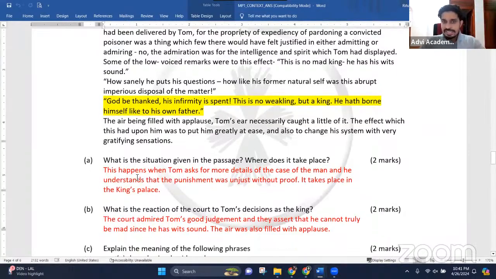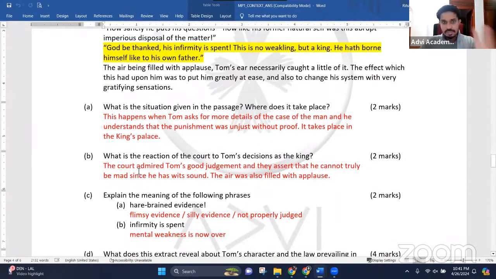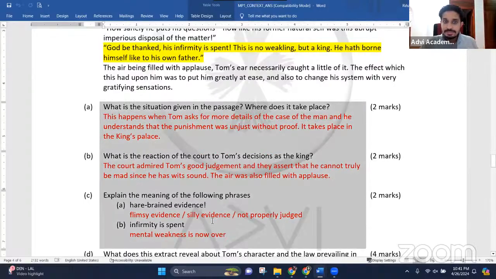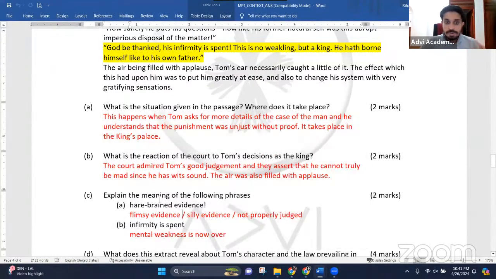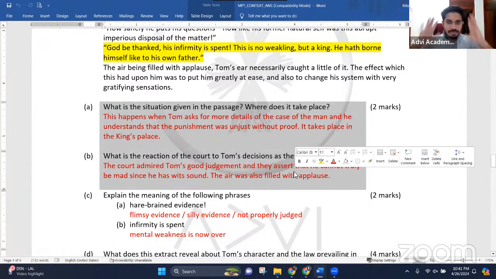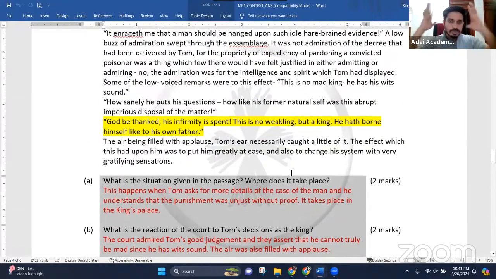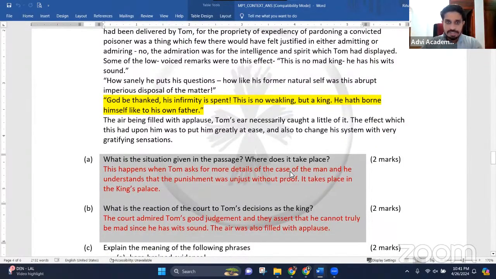So more or less, it's like this, guys. In the context questions, just like in poetry, if you know the story, you can actually answer A, B, and C. To be honest, C is not about the story also. I'll tell you what C is about. A and B usually are about the story. If you know where it's coming from, you can make sense of where it's coming from and then answer. So what is the situation given the passage?